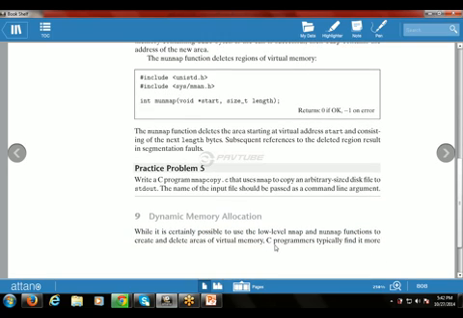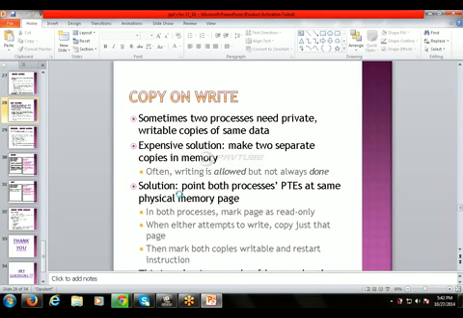Now next is dynamic memory allocation. No time is left for today's class. Now let's see with the help of PPTs what is left.